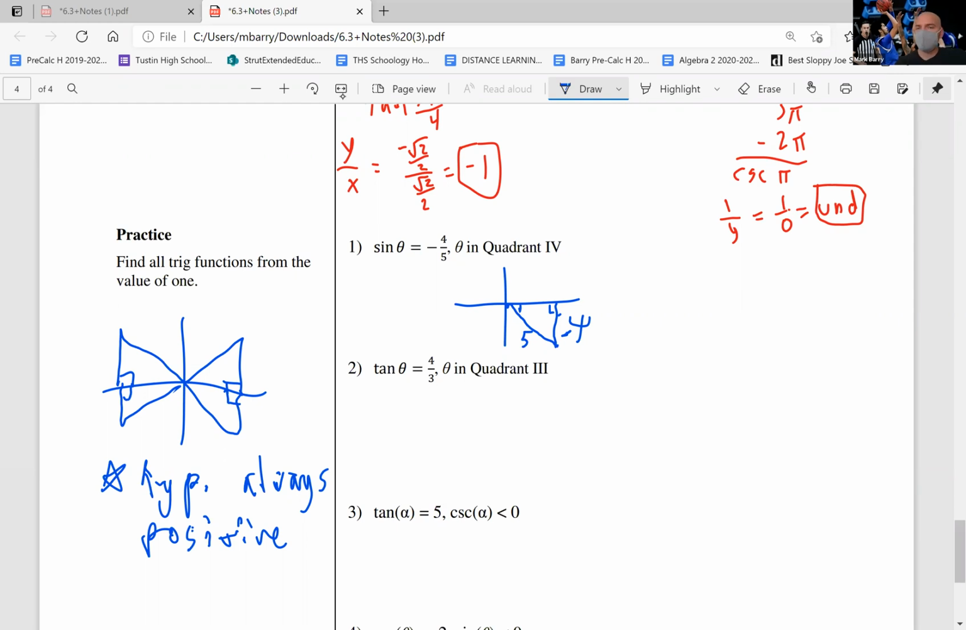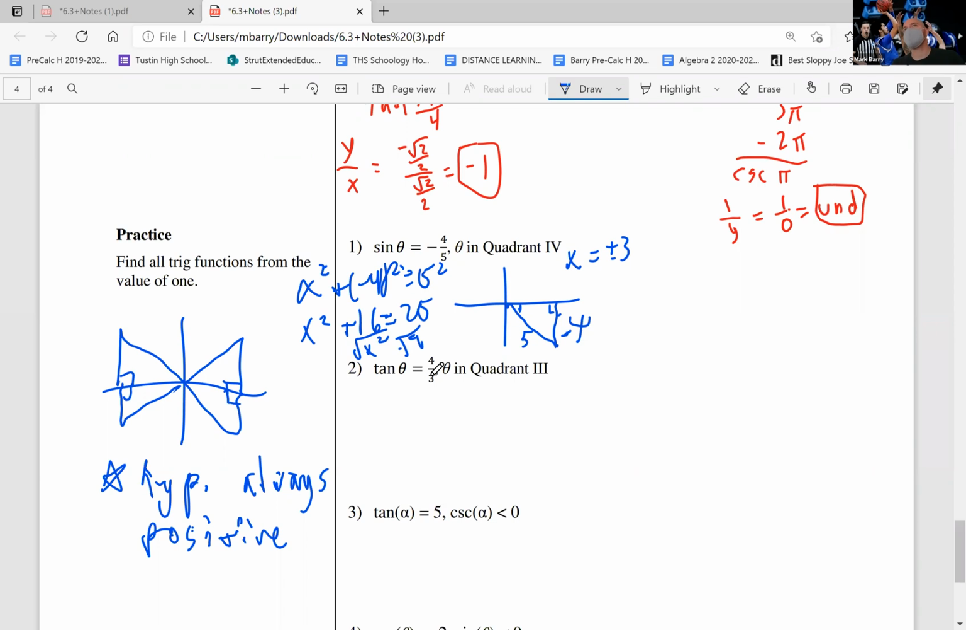All right. So we need to use the Pythagorean theorem to find the last side here. So we're going to say x squared plus -4 squared equals 5 squared. So x squared plus 16 equals 25. Subtract the 16 over, x squared equals 9. And we square root it, and x equals plus or minus 3. Since we took the square root, we really do need the plus or minus here.